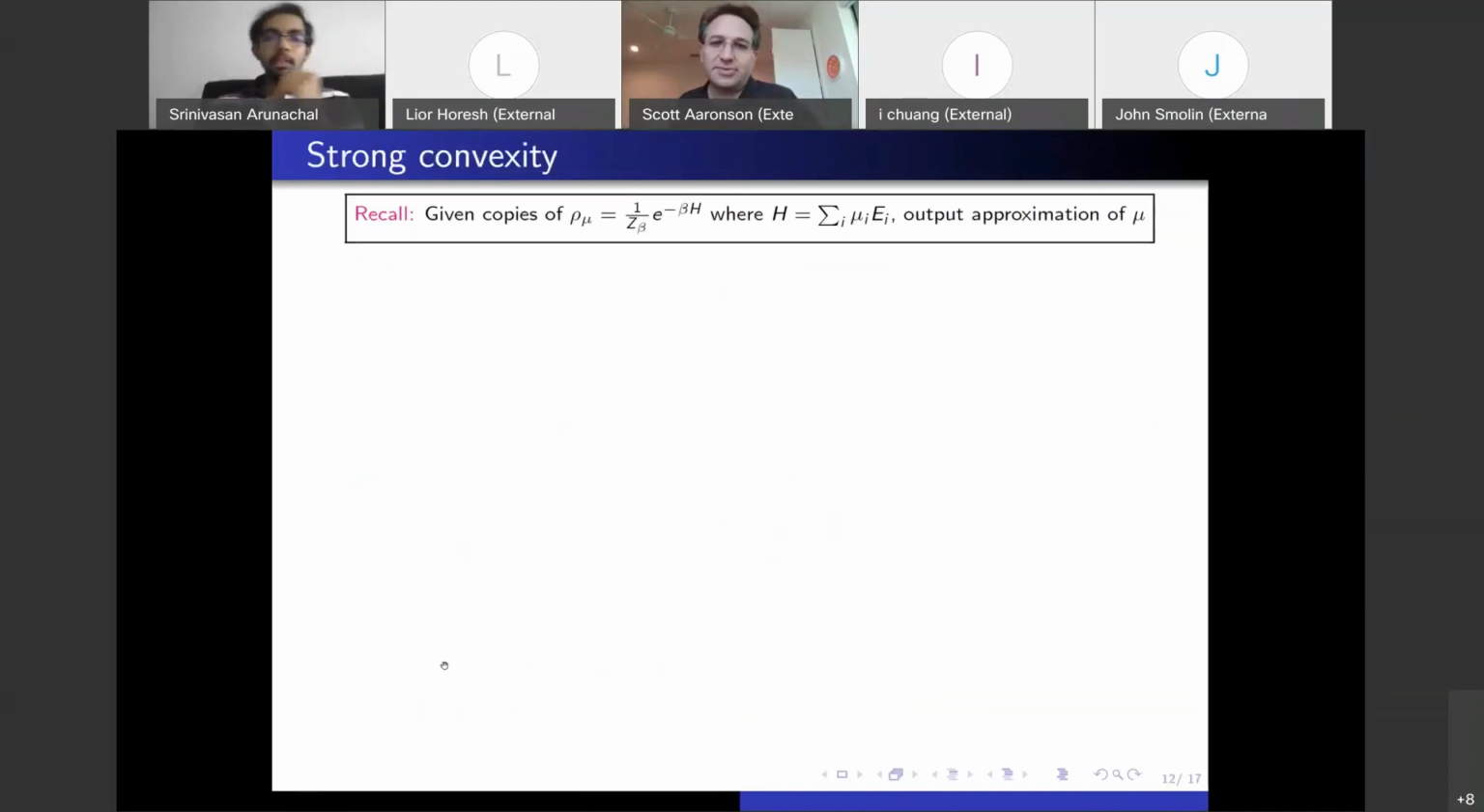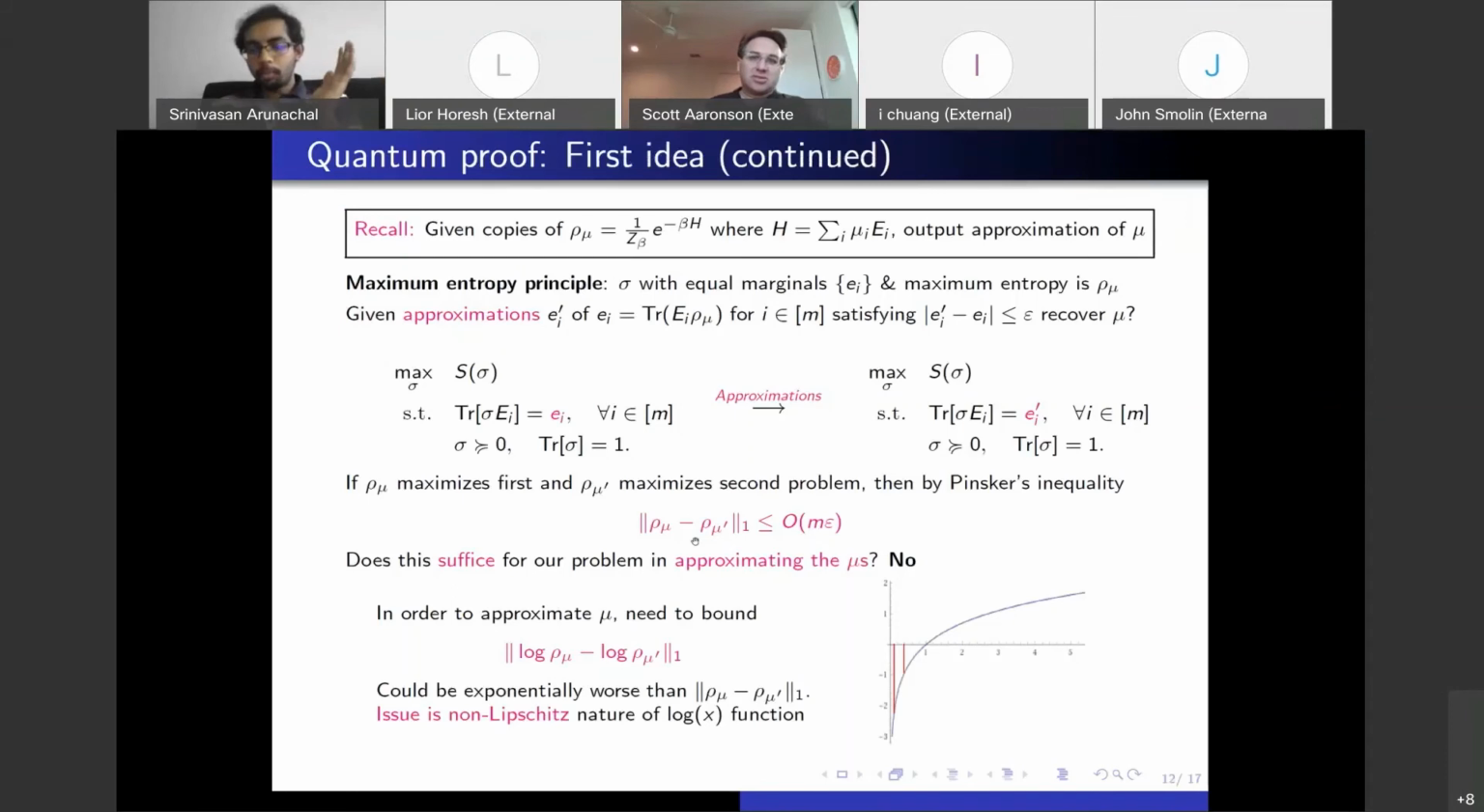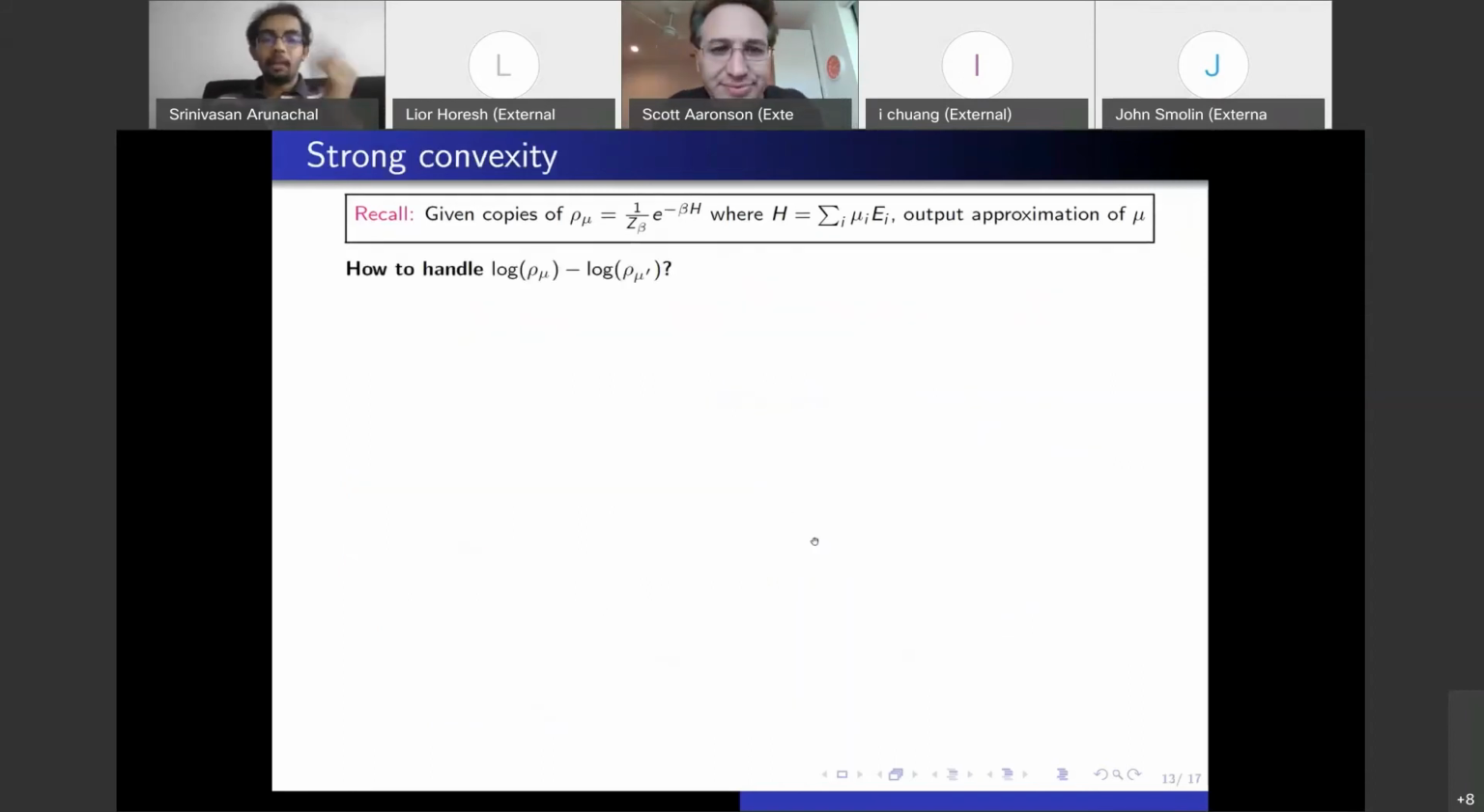Great, and this is our main contribution in some sense. The idea that we had is to use the idea of strong convexity, and I'll tell you what that is in the rest of the slide. Again, recall the goal: I could produce a rho mu prime, but it was very unclear how close mu prime is to mu, assuming I'm given this. So how do we handle this quantity?